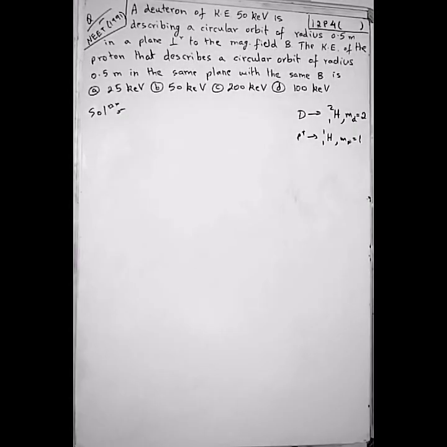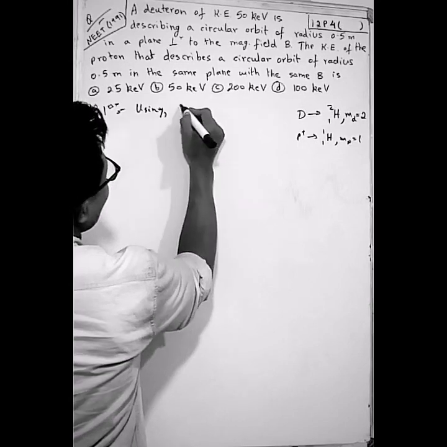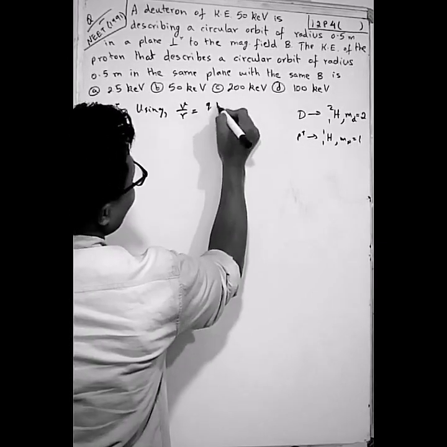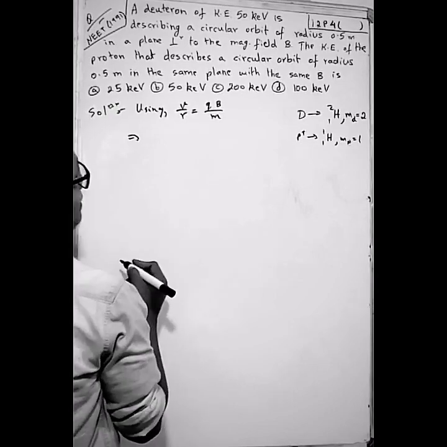V by R, same, right? V by R equal to how much? Using V by R equal to QB by M. And then what do we have here?